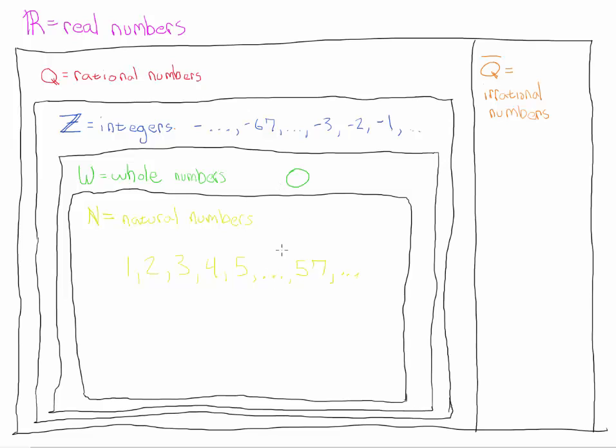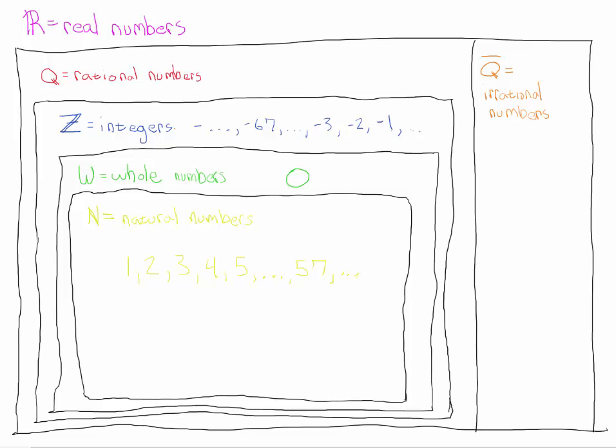I've just already written them down here in these boxes. So natural numbers, the counting numbers. Whole numbers, counting numbers and 0. Integers, counting numbers, 0, and all of the negatives or the opposites of the counting numbers.